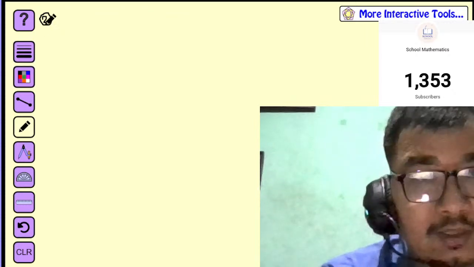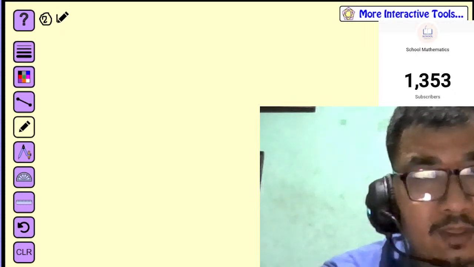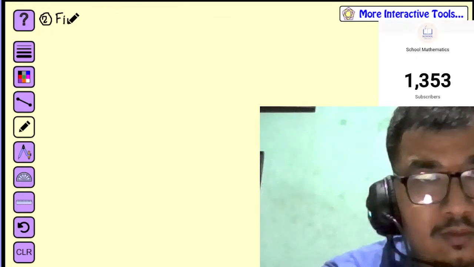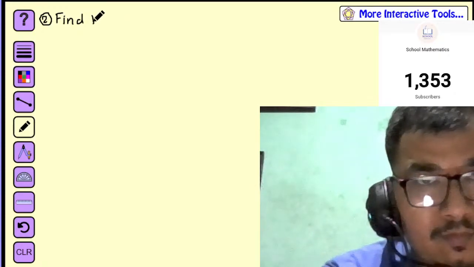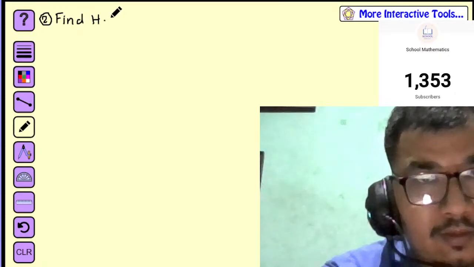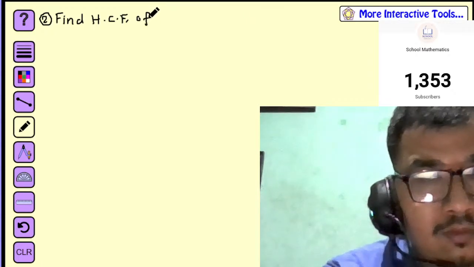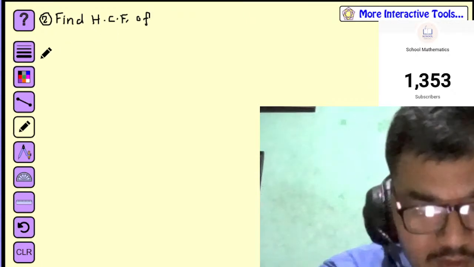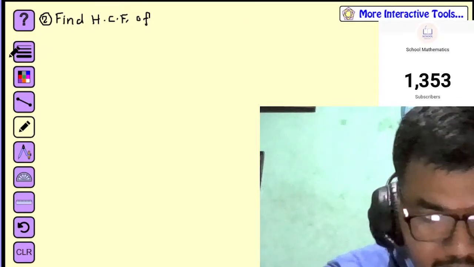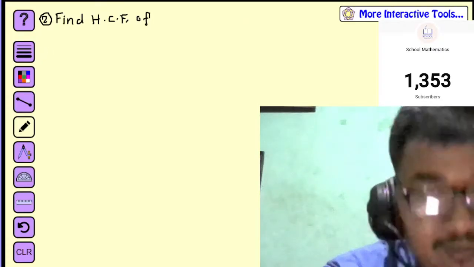The question is like this, okay? Find the H.C.F of the first expression that is given, a square plus 2ab plus b square, okay?